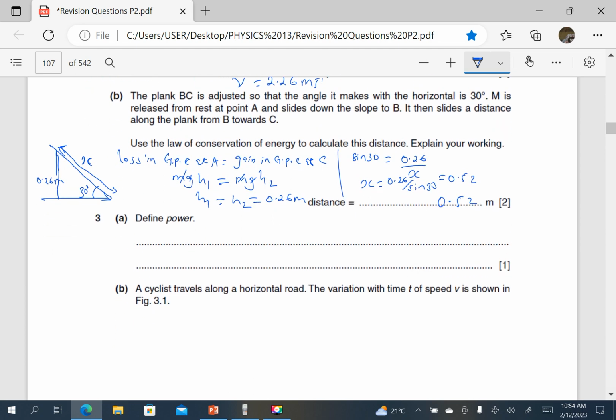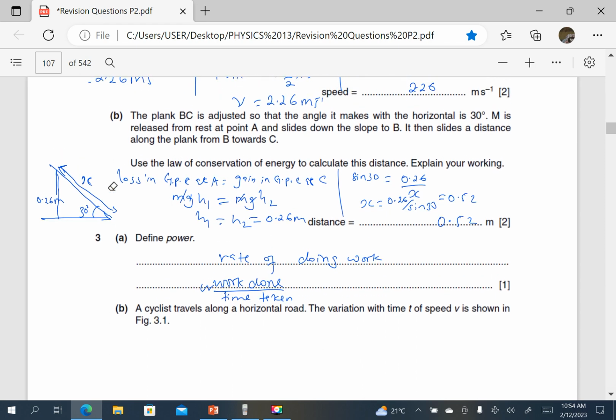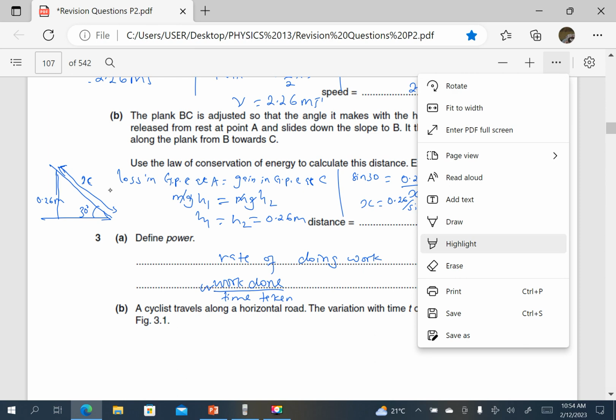Define power. Of course, we now know that power is the rate of doing work. It is actually work done over time taken. So you can define power as work done over time taken.